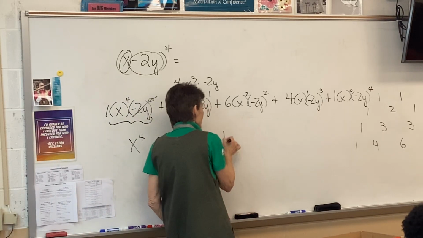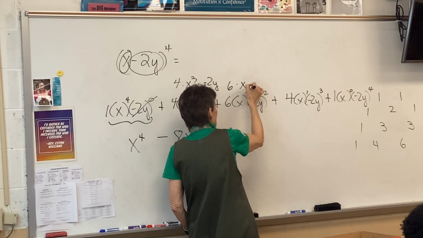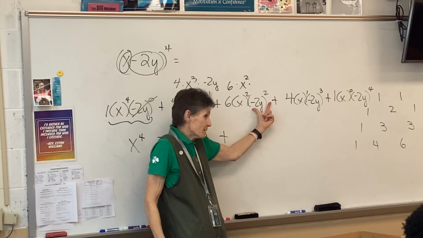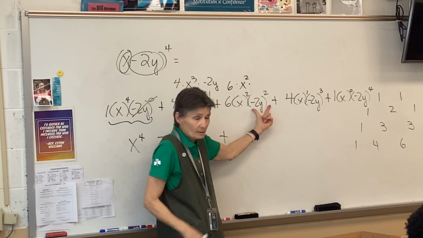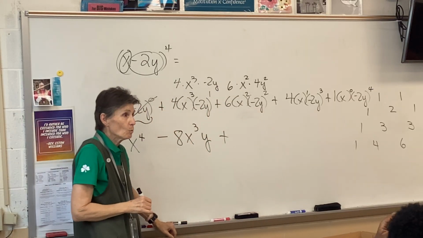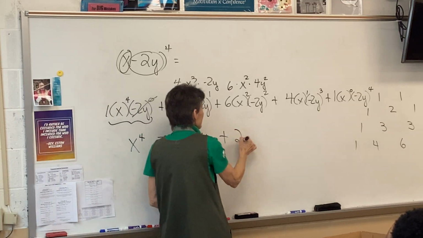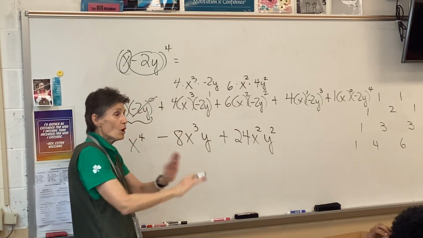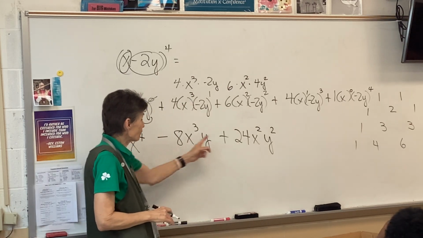Now I think the next one's going to be positive because I'm going to have 6 times x squared. And what's going to happen to my negative here? It's going to be gone because when I square negative 2y, I get positive 4y squared. Negative 2y times negative 2y. So that's going to be 24 x squared y squared. There's no negatives inside the terms, no minuses. You're going to have a negative out in front or you're not.